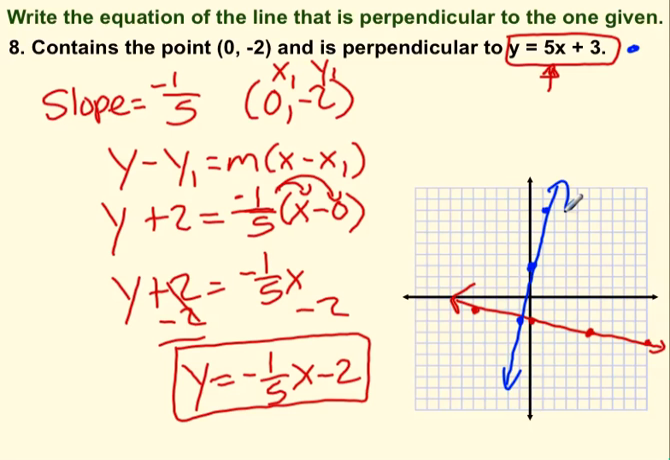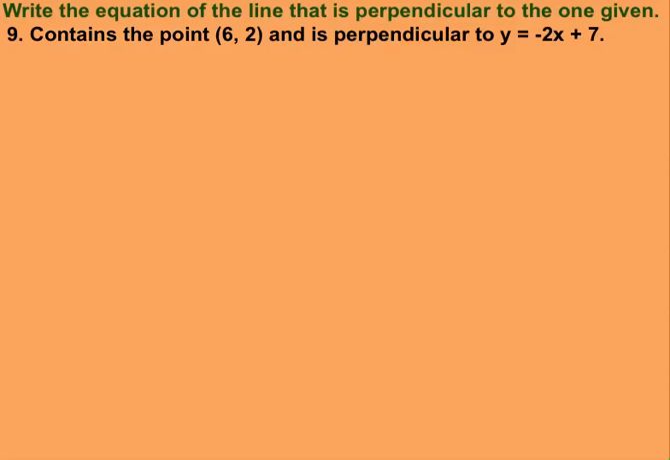Let's go ahead and try another one of those types of problems out. Write the equation of a line that is perpendicular to the one that's given. The one that's given, y equals -2x plus 7. The only thing we need off of that is that -2. That means the slope we are going to use will be the opposite reciprocal. We need to make that into 1/2. The original slope was negative, so our slope is going to be positive.